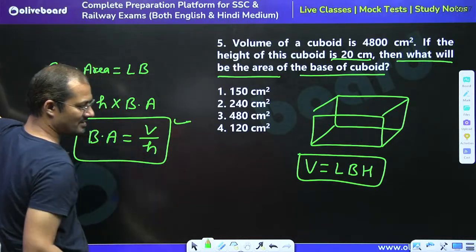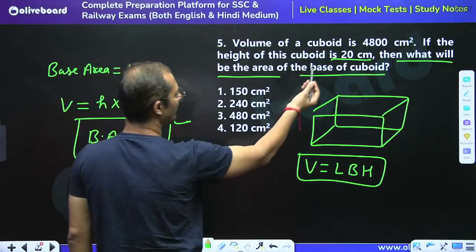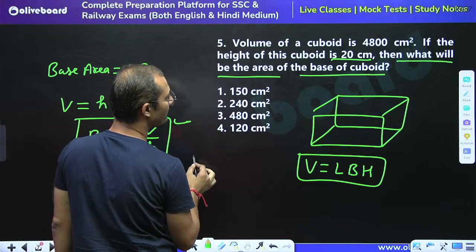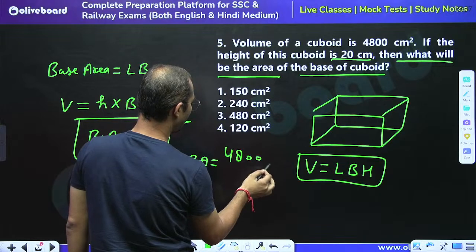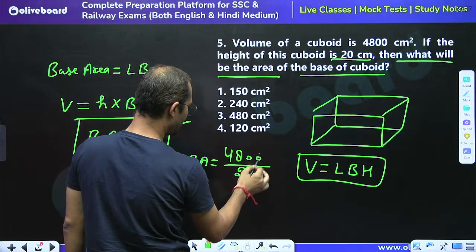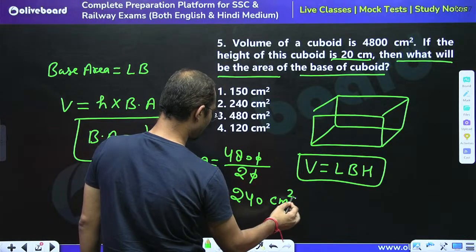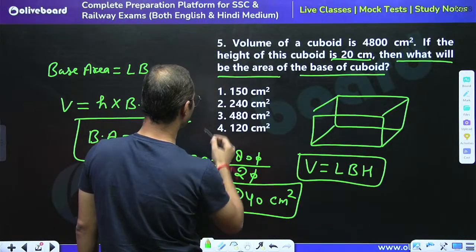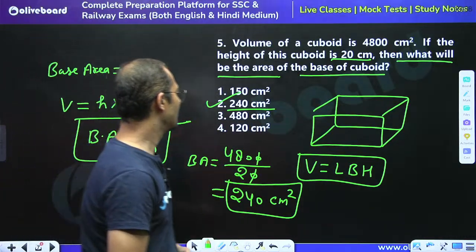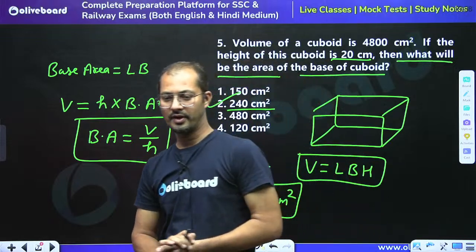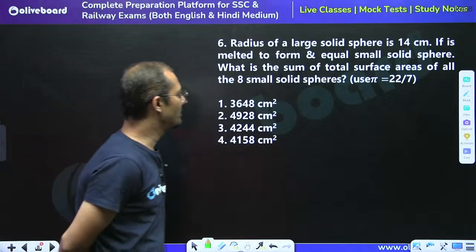If we understand this, we don't have to write all these things. We can directly calculate the area of the base as volume divided by height. Height is 20, and the 0 gets cancelled by 0. So it would be equal to 240 centimeter square. So the second option is the right answer. 240 centimeter square is the right answer. Okay, moving to the next question.